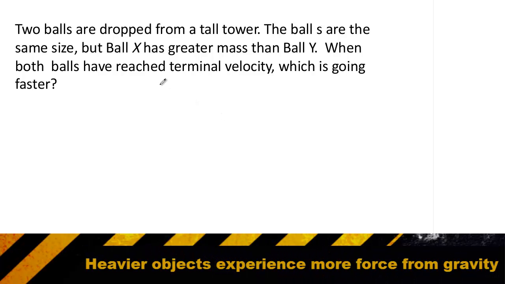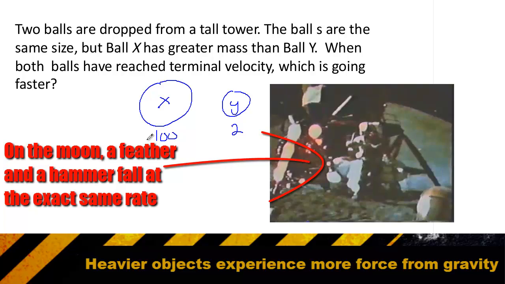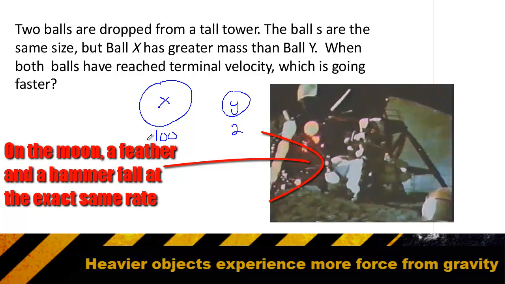Here we have two balls being dropped from a tower. Our first ball X is quite big, our second ball Y is small. And just so we can do the math, let's actually assign weights to them. Let's call X 100 kilograms and let's call Y 2. So when they start to fall, it is true that both will start to accelerate at the exact same rate. And if we were on a planet without an atmosphere, or on a place like the moon, both of these balls would fall at the exact same rate forever.